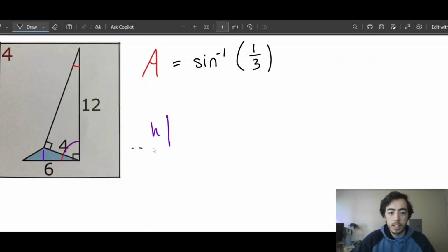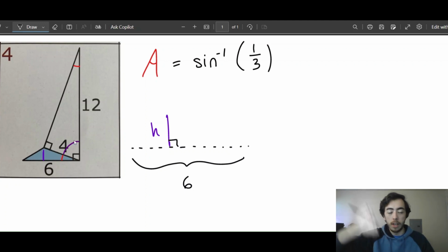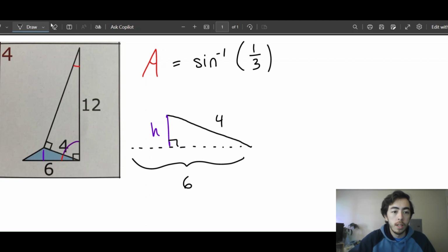The 6 is a little bit too long for me to actually make a triangle out of, but I do know that it's, there. I'll make a right angle here because my altitude is completely perpendicular to the base of 6. And then this length is a 4, from the problem statement. And lastly, here is this red angle that I have there. Okay, sine inverse of 1/3.